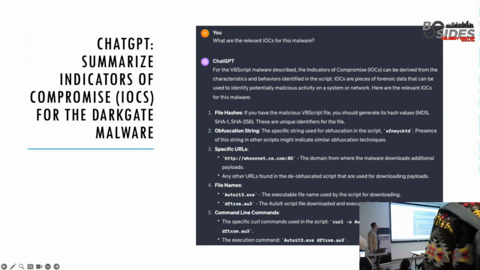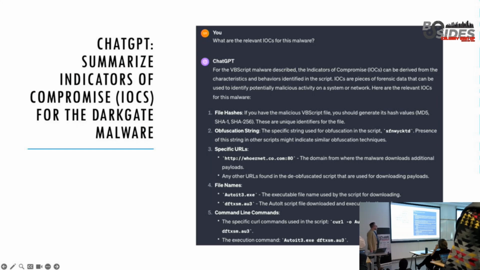So for this one, I'm just asking it for a summary of the relevant indicators. So it's pulled them out pretty well. Obviously the strings, URLs, the file names, and yeah, so these can all be extracted.